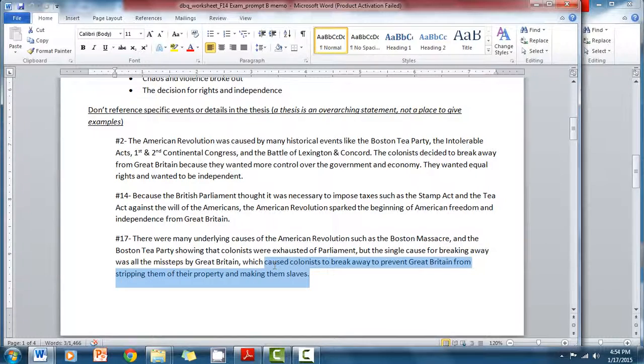Also, this part should not be in here because you're going into too many details about what happens after the fact.